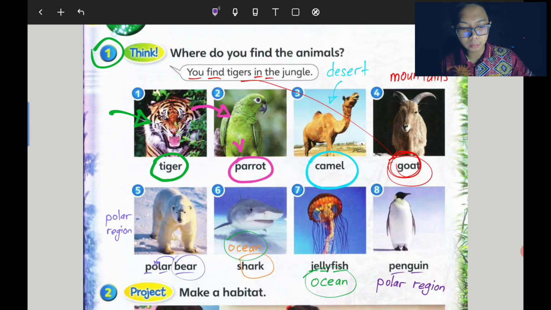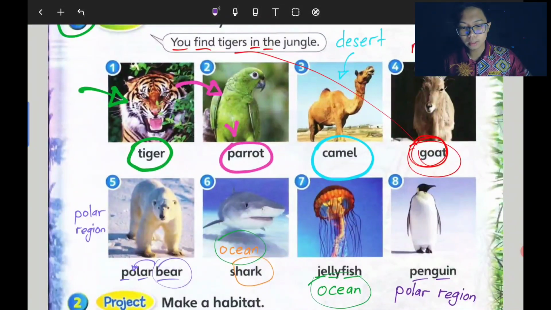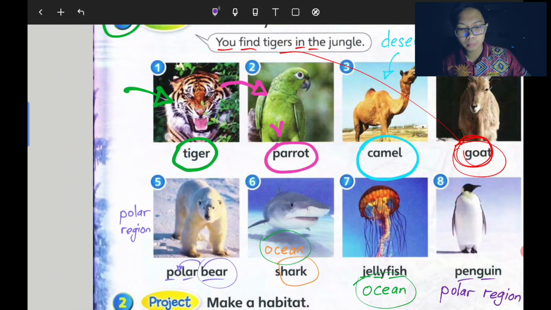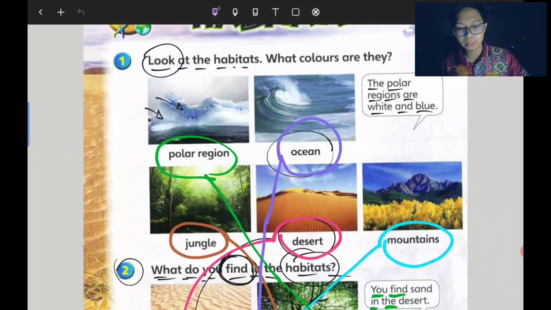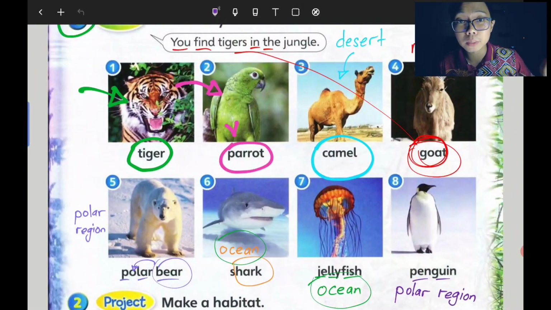Remember, each of these animals, setiap haiwan ini, they have their own habitats. Okay, ada tempat tinggal dorang masing-masing. Sebelah sini ya. Ada tempat tinggal dorang. Just like us, macam kita pun ada tempat tinggal. We stay at home. Especially during this pandemic, COVID-19, we need to stay at home. Don't move around too much.